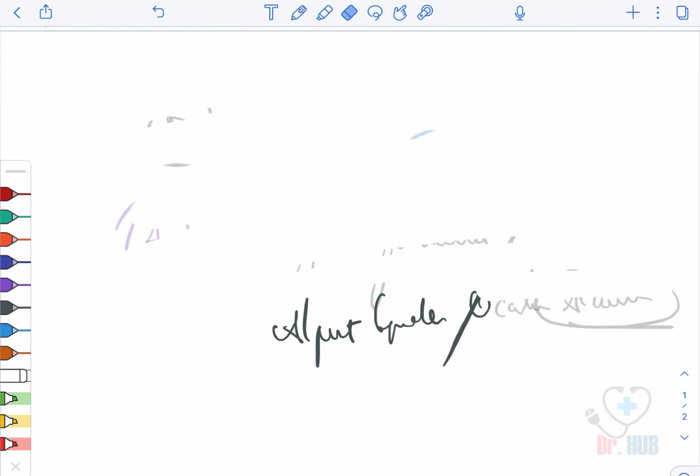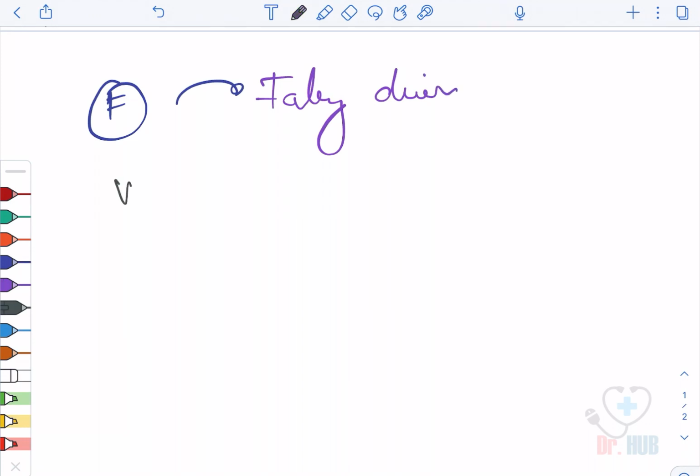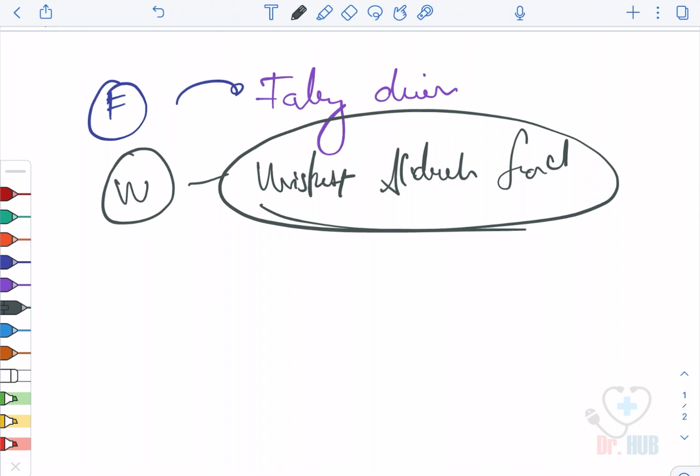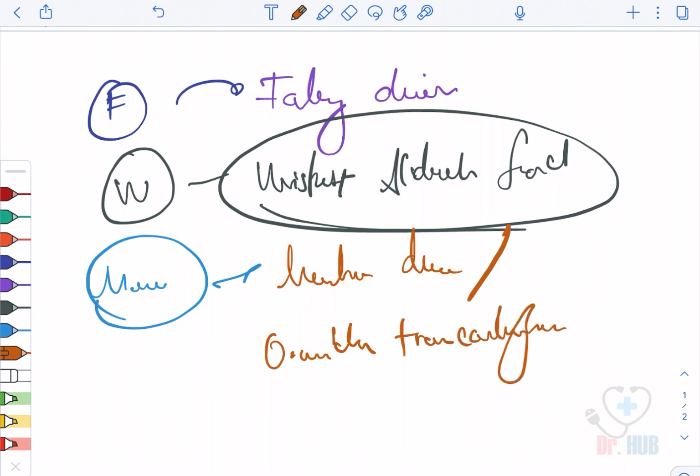Next comes F. So this F, it stands for the Fabry disease. And next comes W. W stands for the Wiskott-Aldrich syndrome. And looking at other miscellaneous conditions, this includes the Menkes disease as well as the ornithine transcarbamylase deficiency.